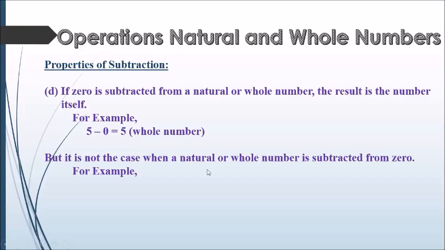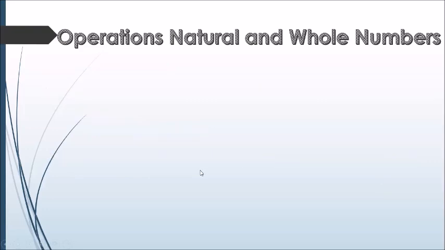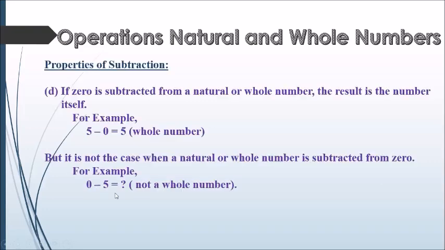But this is not the case when you write 0 first. If you subtract a number from 0, the answer is not going to be a whole number. It is going to come in negative. We are going to ignore the negative numbers right now, but just understand that when you deduct a number from 0, the answer is not a whole number.